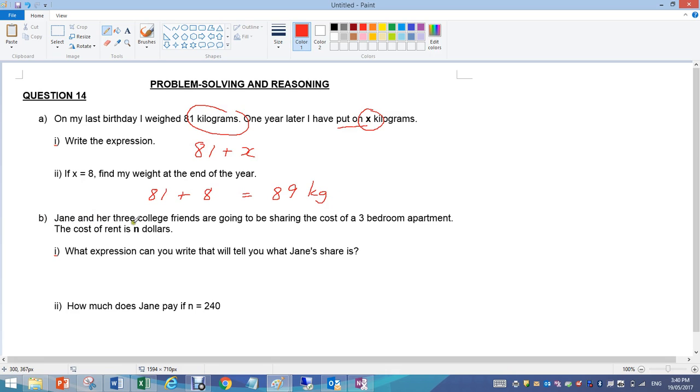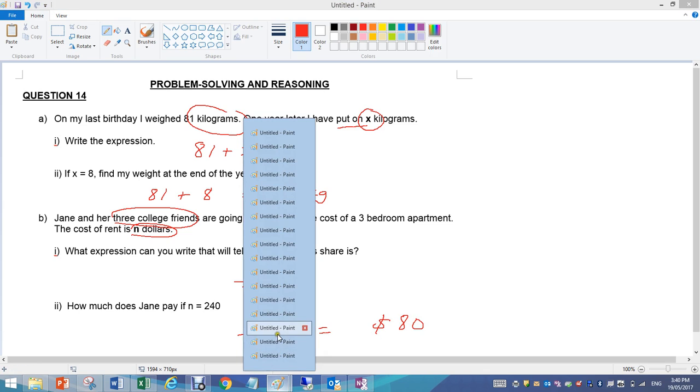Part B. Jane and her 3 college friends are going to be sharing the cost of a 3-bedroom apartment. The cost of rent is n dollars. What expression can you write that will tell you what Jane's share is? Okay, so there's 3 friends and the rent is n dollars. So assuming they're going to divide it evenly, it's just n divided by 3. How much does Jane pay if n equals 240? Well if n's 240, n divided by 3 becomes 240 over 3, which is $80 for Jane.